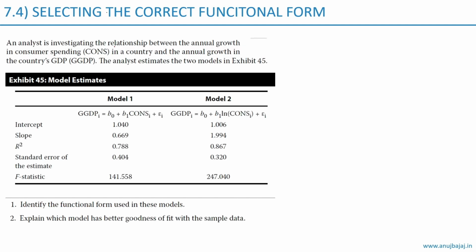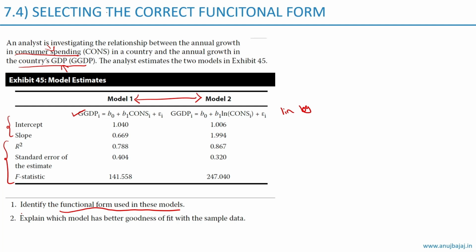An analyst is investigating the relationship between annual growth in consumer spending and the annual growth in a country's GDP. So the GDP is the dependent variable and the consumer spending is the independent variable. We have two different models, and these are the regression coefficients and the measures of goodness of fit. The first question is to identify the functional form used in these models. So the first model is a lin-lin model and the second model is a lin-log model.